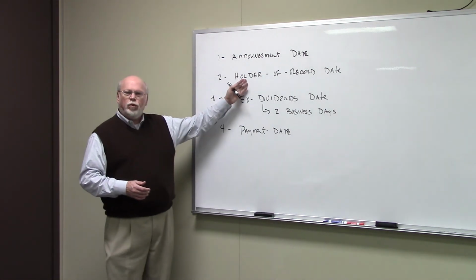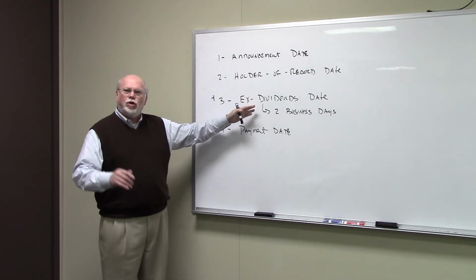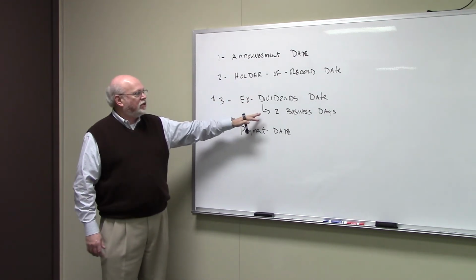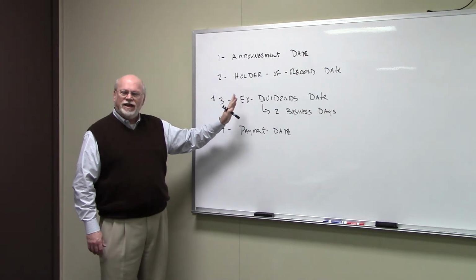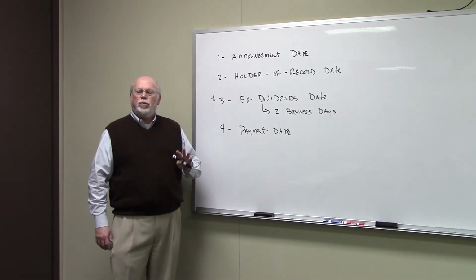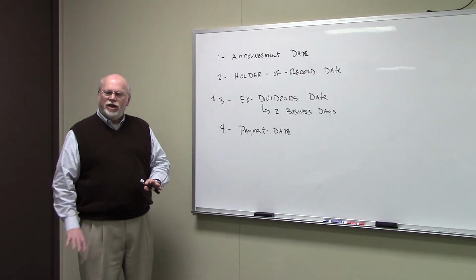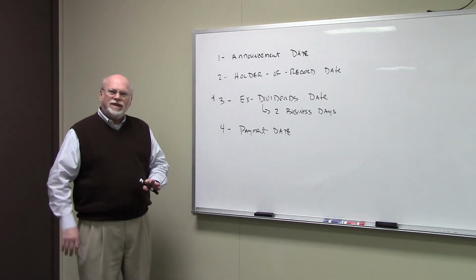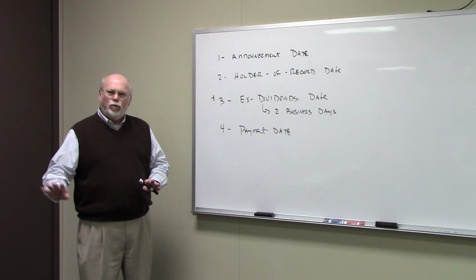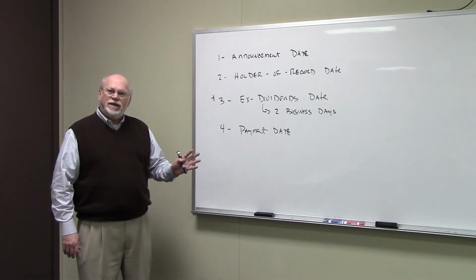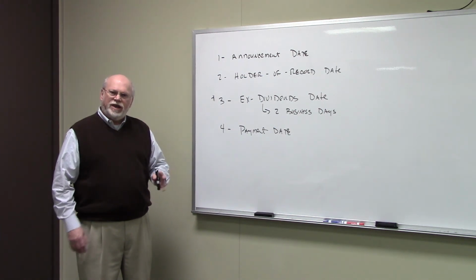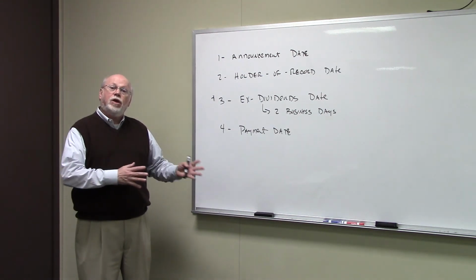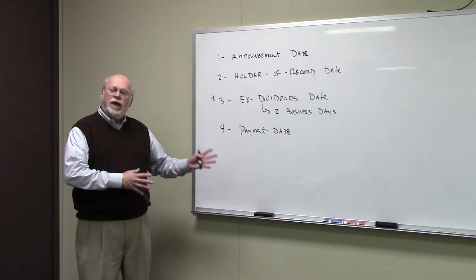So if September 4th is the holder of record date, and these are all business days, just to make it easy for us, then 2 business days before, the 3rd, the 2nd, on the 2nd of September, that stock would start selling ex-dividends. So if you buy it on September the 2nd or after that, you won't get the dividend. The dividend won't be paid to you. If you want to get the dividend with the stock, then you have to buy it before the ex-dividends date. In our little example, you have to buy it on September 1st or earlier, and that way you would get the dividend.